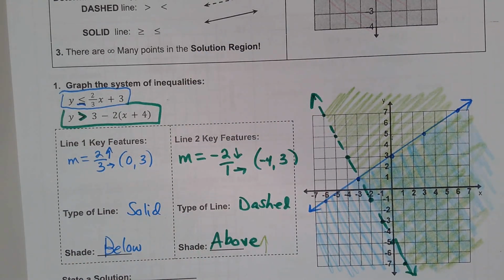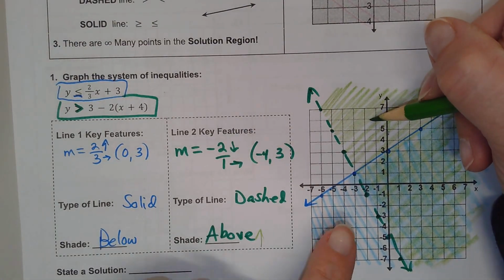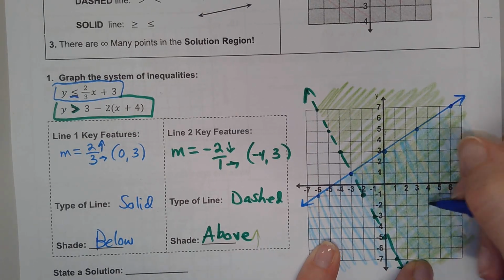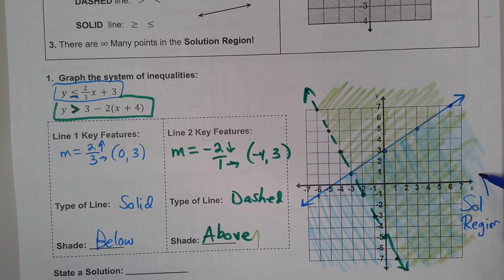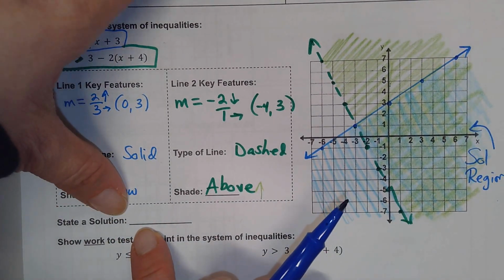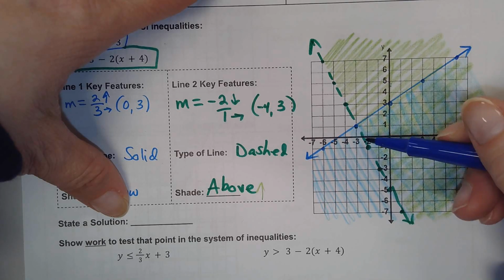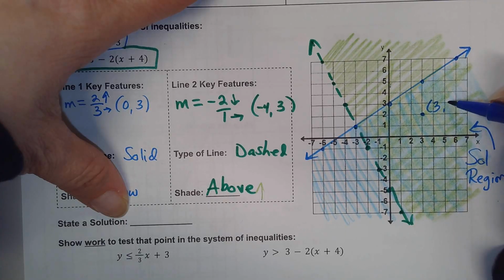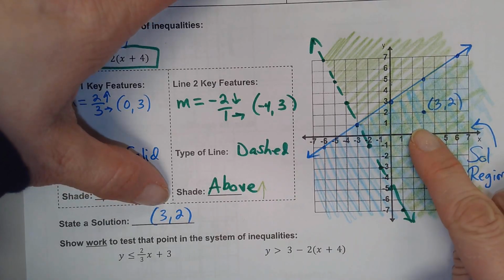When you do your two shadings, the white section is for nothing. Line 2, line 1. But where is the solution region? It's where all of the colors intersect. The solution region is all of this. Let's state a solution. Well, there are infinitely many solutions. You can pick any point, not on the dotted line, I'll pick this one right here, (3, 2). There are infinitely many answers you can pick.